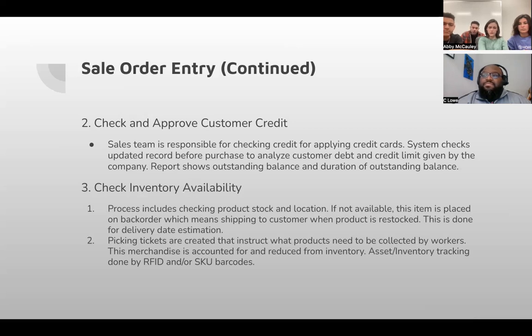And this whole process of locating the product and seeing if you have it in stock is done to give an estimation of the delivery date. And once this is all gathered, they give out picking tickets, which basically instruct the workers what products are needed and where to place them. And the merchandise is accounted for, and inventory is reduced, or if it's a return, it's added to the inventory. And this is done through asset tracking, and this is done by multiple things. It can be by RFID or it can be done by SKU barcodes.